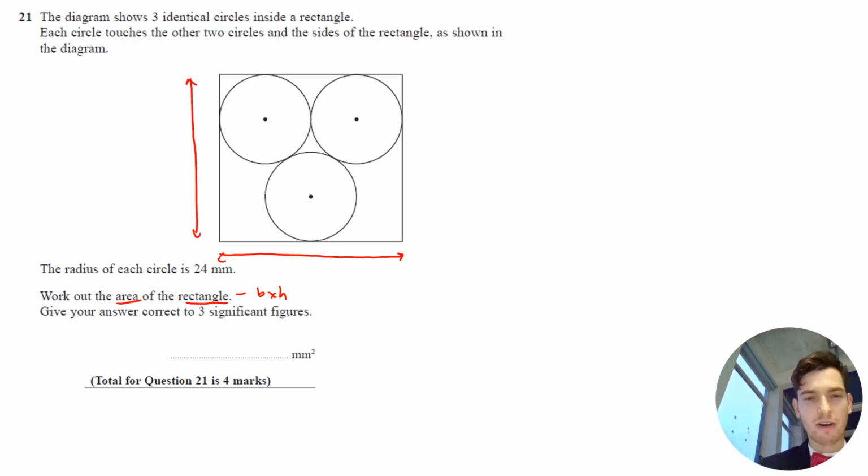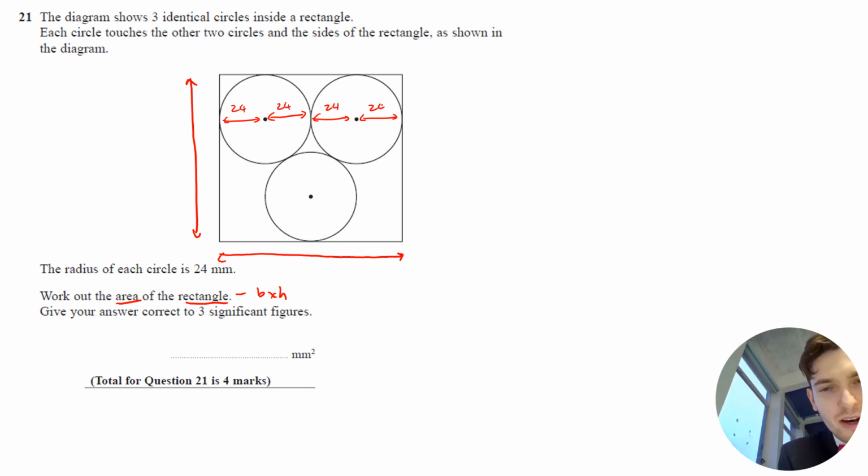So what can I draw in? Well, the radius of each circle is 24. So let's draw in those radii. I'm going to draw it across here first. And actually, these are all 24. So I think that my base here is going to be 24 times by 4 is 96.